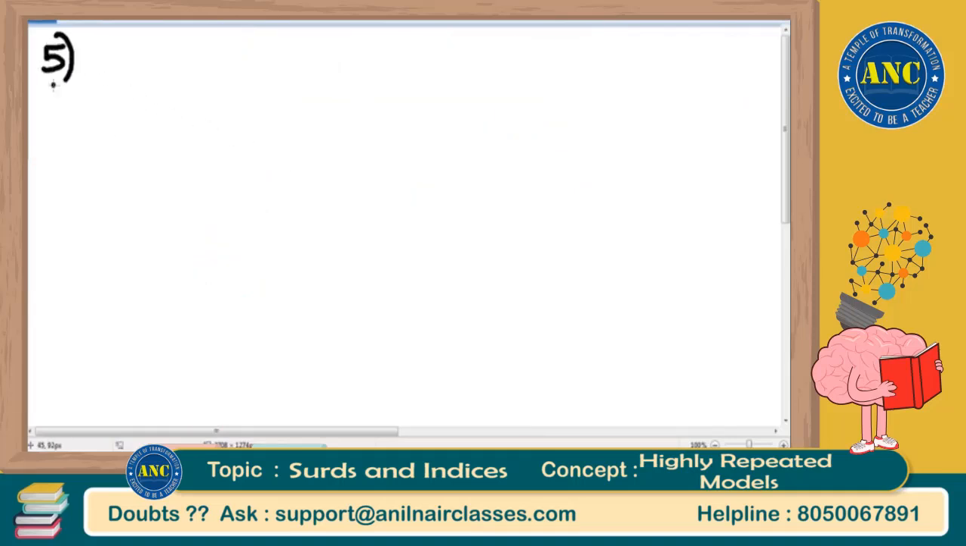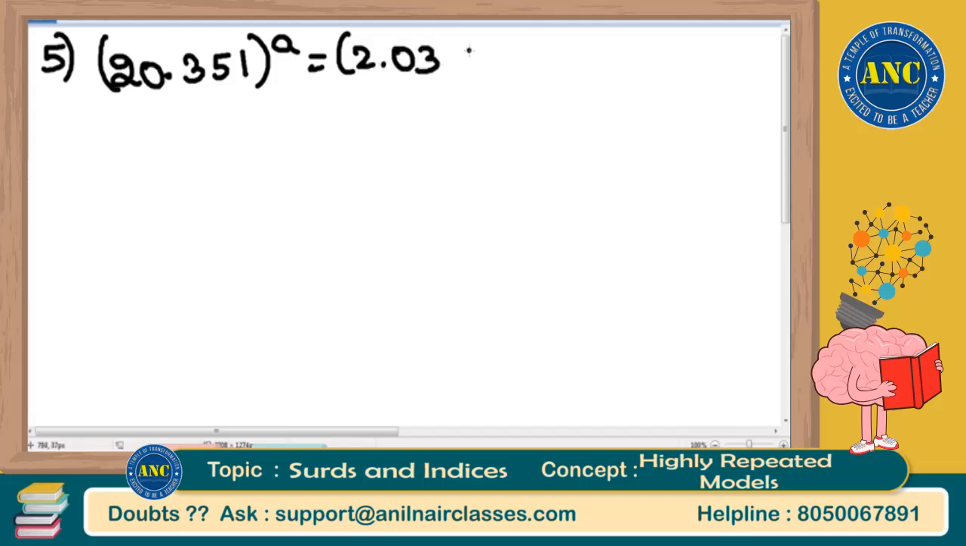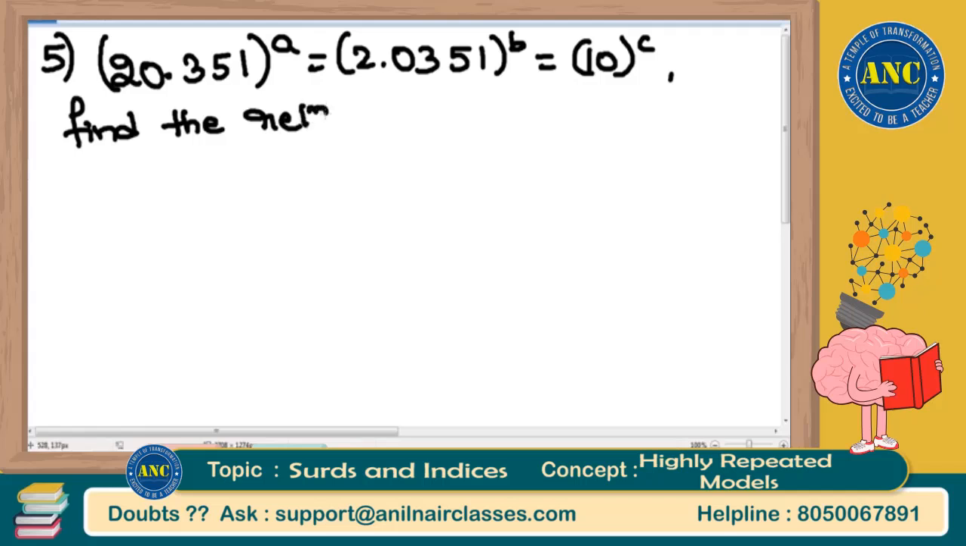Question number 5. Fifth question of today's morning session. Everywhere we took whole numbers. Let us take a decimal. 20.351 to the power of a, 2.0351 to the power of b, 10 power c. All these are equal. If this is the condition, then find the relationship between a, b and c. Find the relation between a, b and c. This is your question.